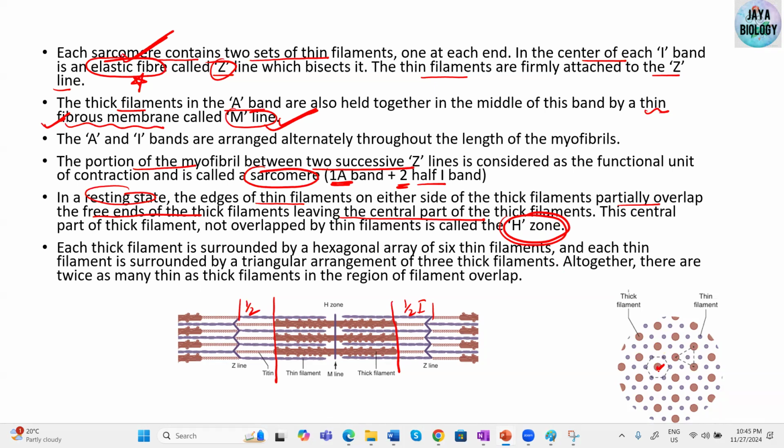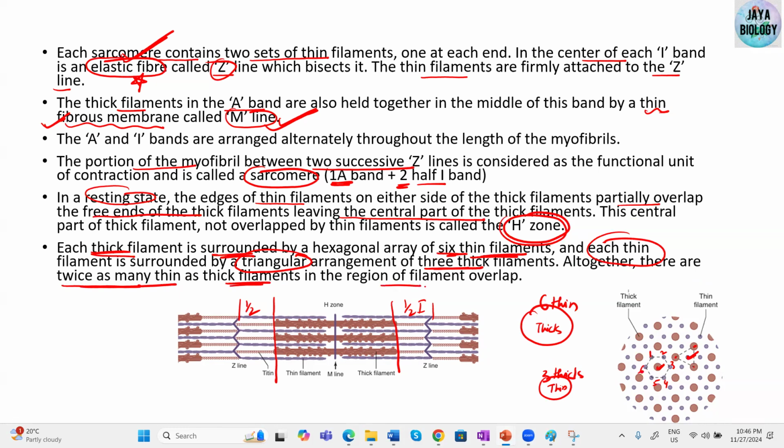Now, if you see this diagram, this is the dark band, and dark band means thick filament. Thick filament means myosin is surrounded by 6 actin. You can check, beta. Clear? Please understand the concept carefully. Each thick filament is surrounded by 6 thin filaments. And see, this is one thin filament. A thin filament is surrounded by a triangular arrangement of 3 thick filaments. Means around thick, there are 6 thin, but around thin, there are only 3 thick. Is it clear? It means the thin filaments are twice the number of thick filaments in the region of filament overlap.